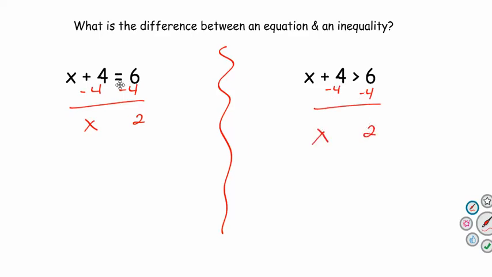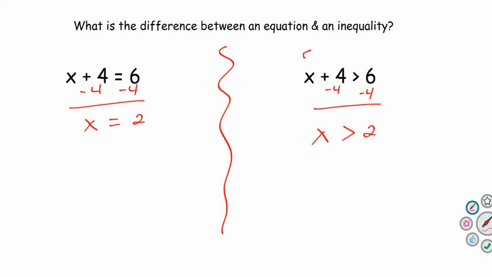But here's the difference. I'm going to bring down my sign. This is an equal sign. I'm going to bring down my sign. That's a greater than sign. So the only difference, you're still solving in the same exact way. The difference here is there is one answer. X has to be 2 in order for this to make sense. But over here, x can be any number greater than 2.